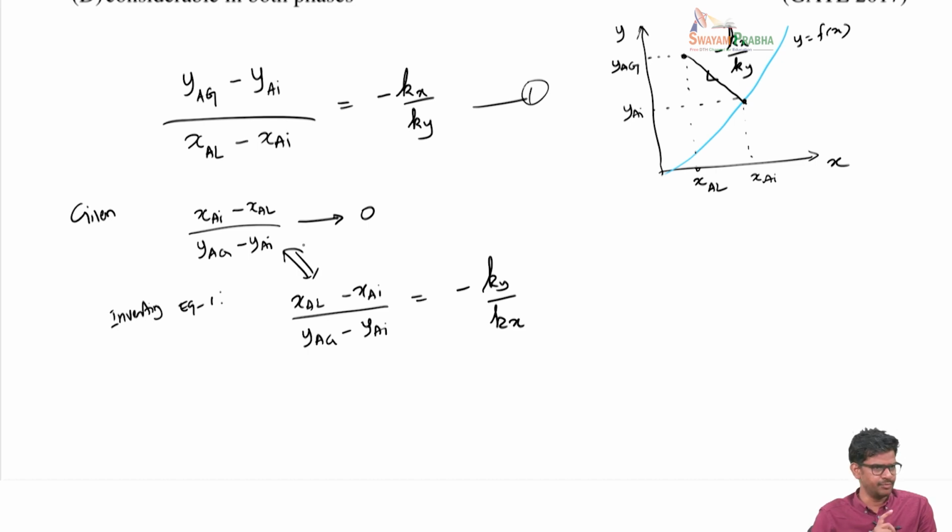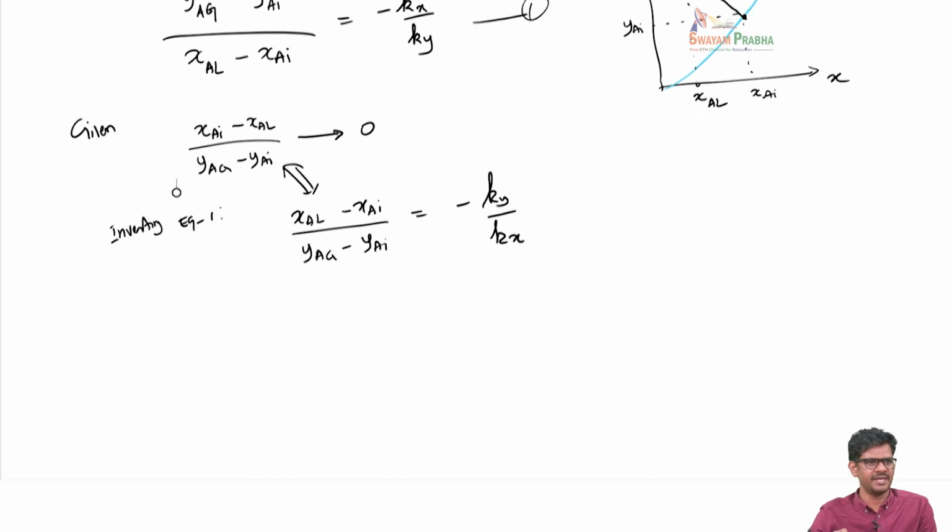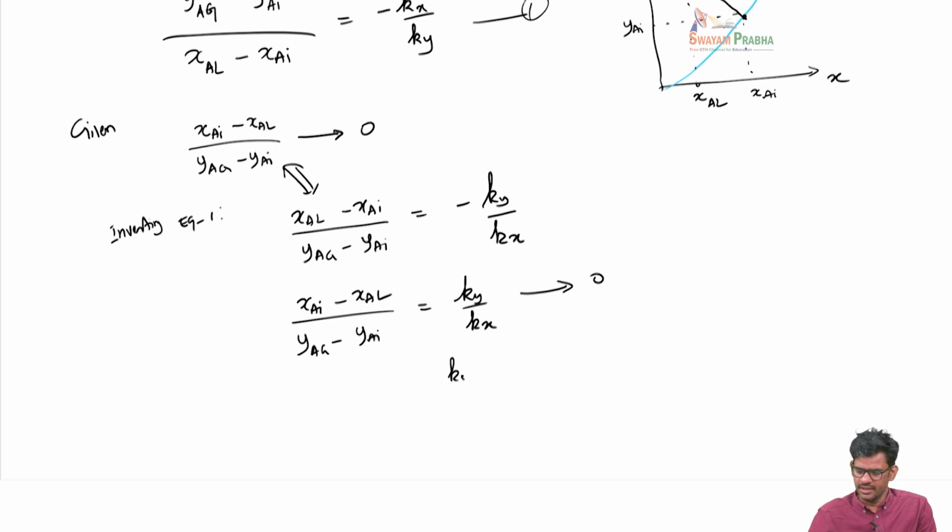If you compare these two, are they the same? No, there is a sign problem, right? Here what is given is XAI minus XAL. What we are looking at here is XAL minus XAI. So we just multiply by minus 1 on both sides. I'm going to get XAI minus XAL over YAG minus YAI equal to ky by kx, and this ratio goes to 0, which means ky goes to 0.